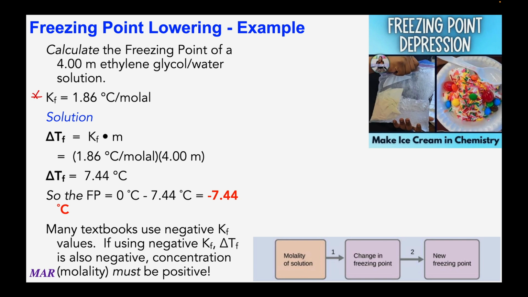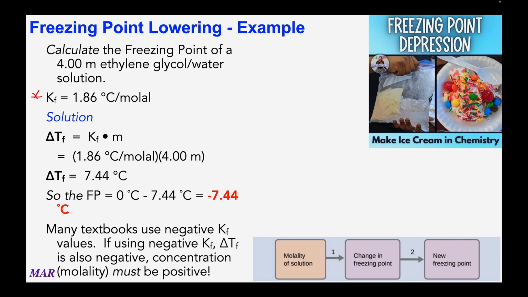Now again, a lot of times books will use negative Kf values because they think you should calculate a negative delta T, etc. I wouldn't do that. I would just make your delta T positive all the time. If you get a negative number, just take the absolute value. And take the absolute value of your K value if you happen to run into a negative K value.